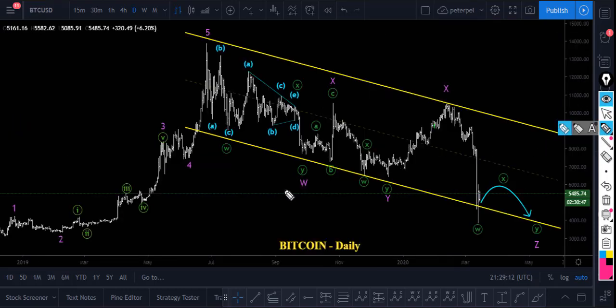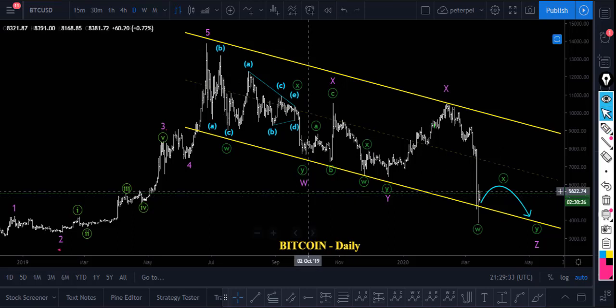For Bitcoin, we are in a very big corrective move. We've seen that after the impulsive wave of 1, 2, 3, 4, 5, price paused since July 2019, and we've been in a consolidation all this while. We've had purple W, X, Y, and we are anticipating wave Z.